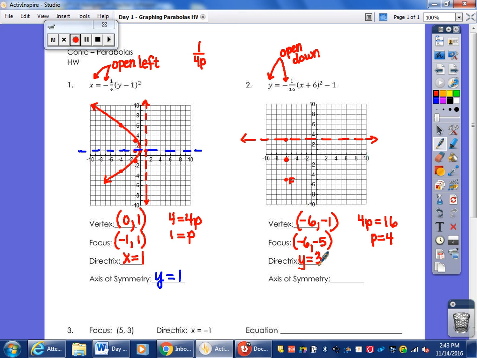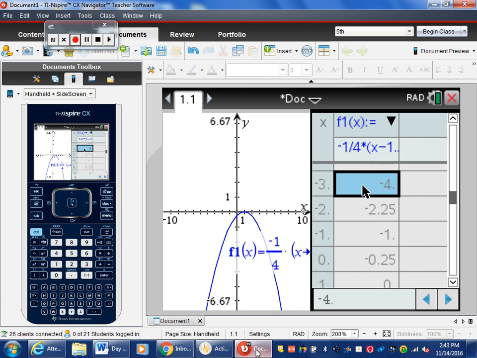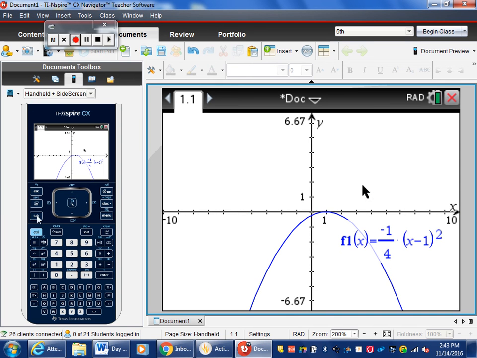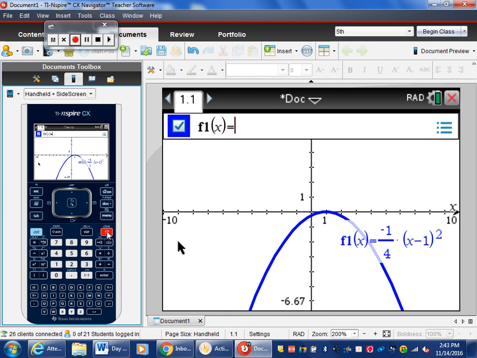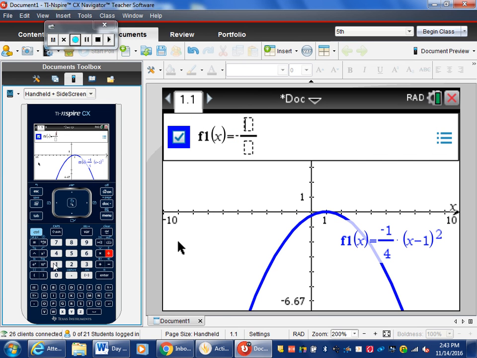Okay, so then we have to go to our calculator to figure out some other points that are on that particular graph. So I'm going to go ahead and take this table off. I'm going to hit the tab key and I'm going to change this. And it's going to read -1/16 times (x plus 6) squared.